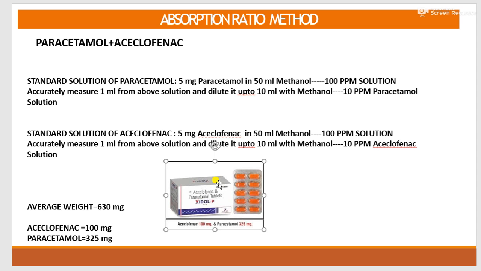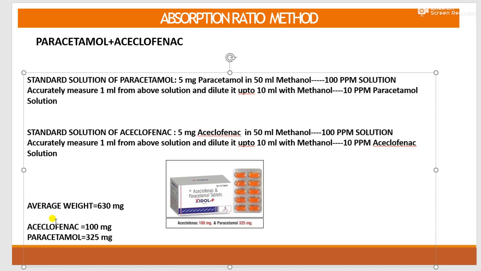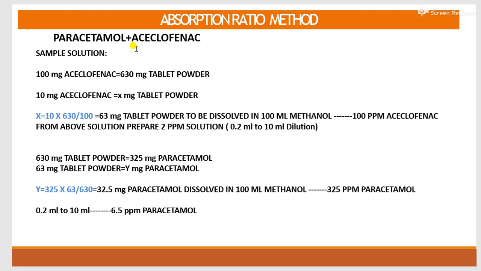Now the sample: this is the tablet containing aceclofenac and paracetamol. You have to take 20 tablets and weigh them individually to get the individual weights, then calculate the average weight. The average weight is 630 milligram for this tablet, containing 100 milligram of aceclofenac and 325 milligram of paracetamol. Sample solution: you have to triturate 20 tablets and make a fine powder.